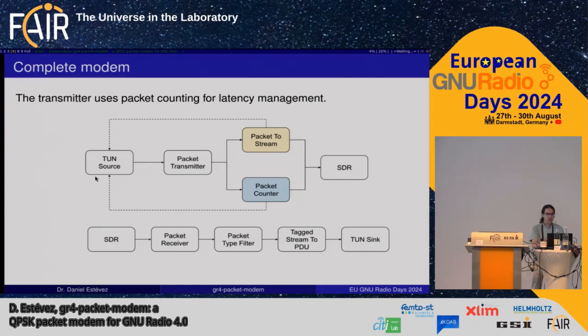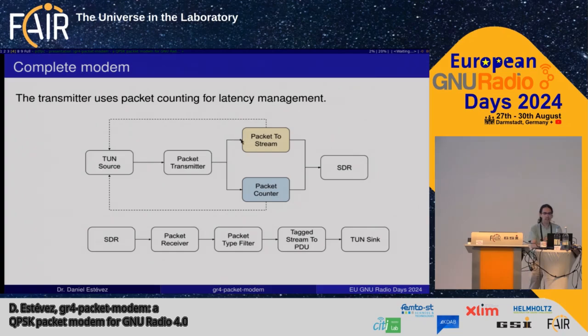So basically, you have your TUN source. This is where your IP packets come in. You have the packet transmitter, and then there is something to control latency. Basically, this is Matt Ettus's talk in GRCon 2019. He was speaking about how to manage latency by limiting the number of samples or packets that go into some part of the flow graph.